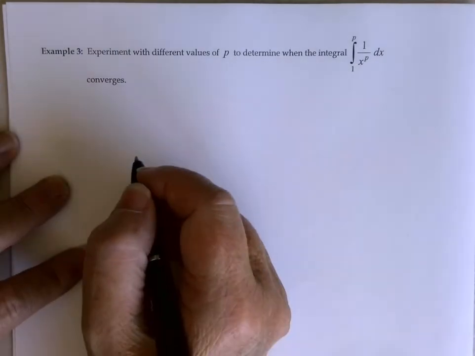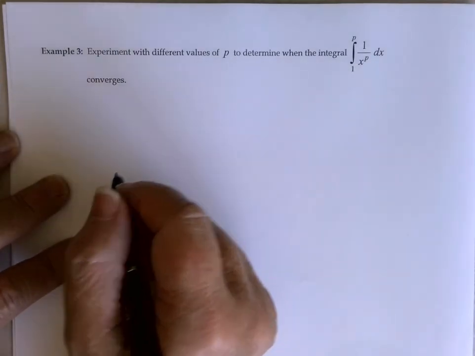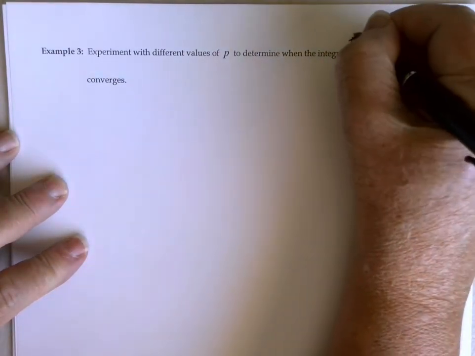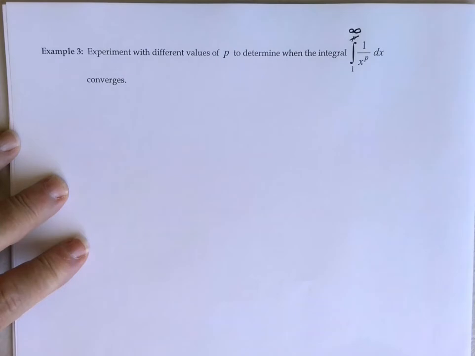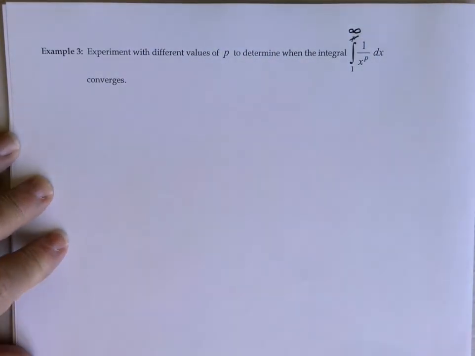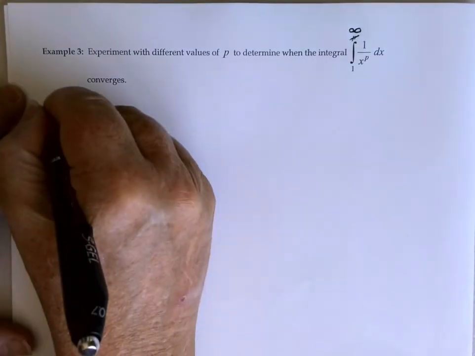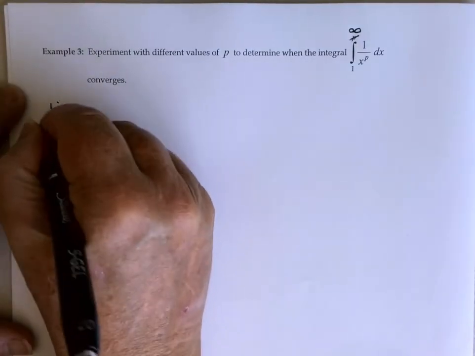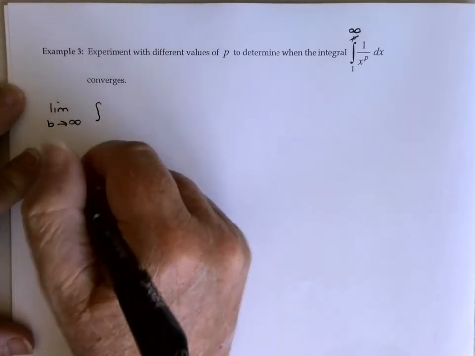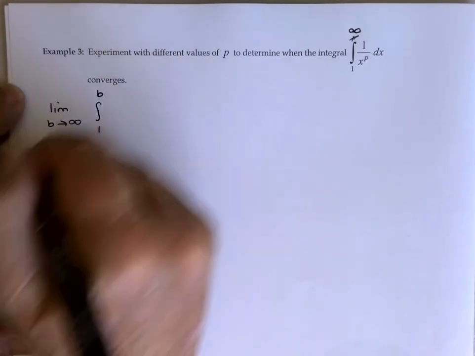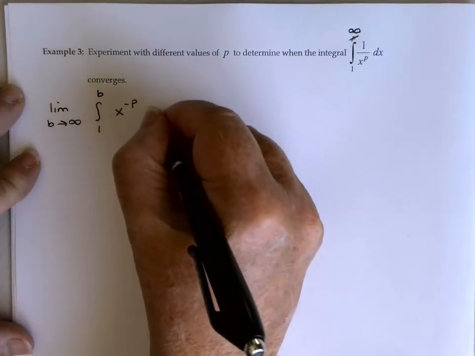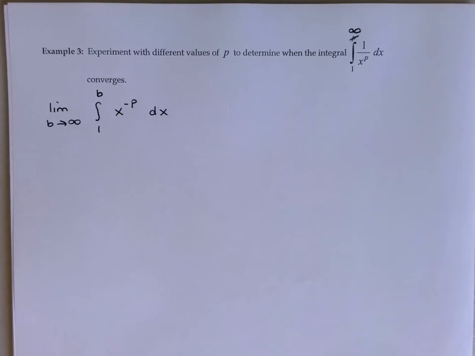So first of all, I know that this integral is going to have to be, oops, you know what? There's a typo. That should be an infinity up there. Otherwise, it's not a very interesting question. I wanted the improper integral from 1 to infinity. So I'm going to start by rewriting this as the limit as b goes to infinity of the integral from 1 to b. And let's write that as x to the minus p dx.